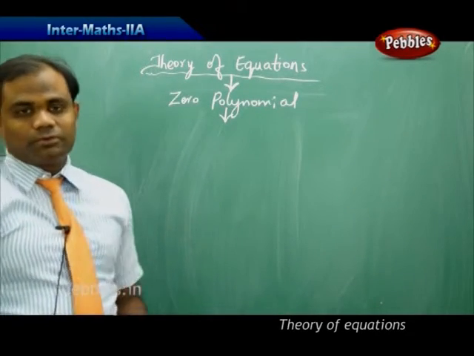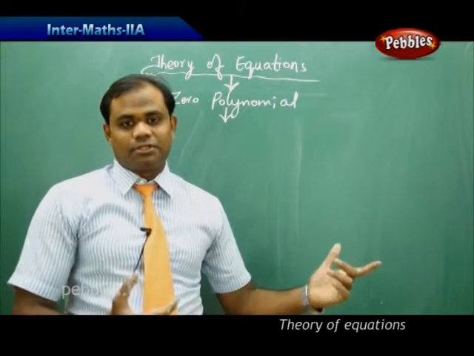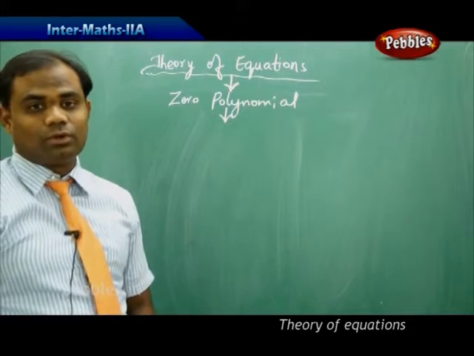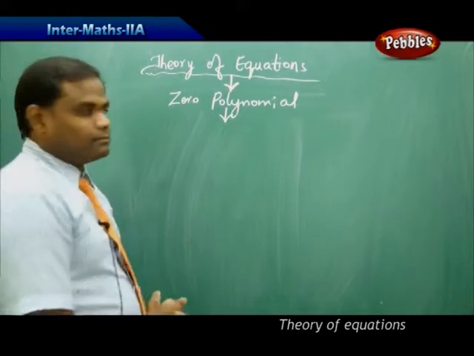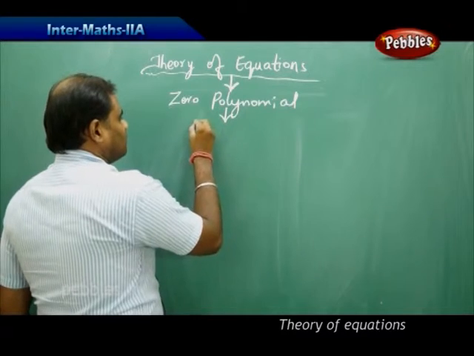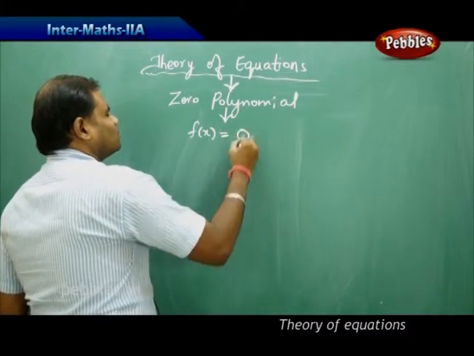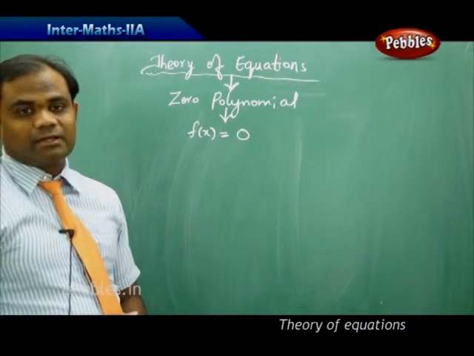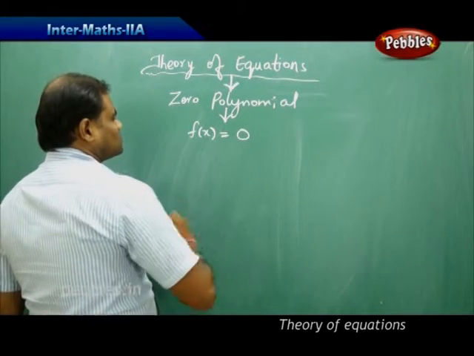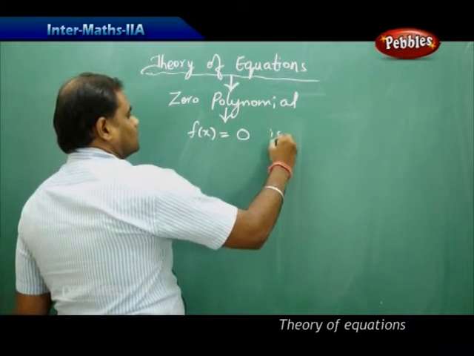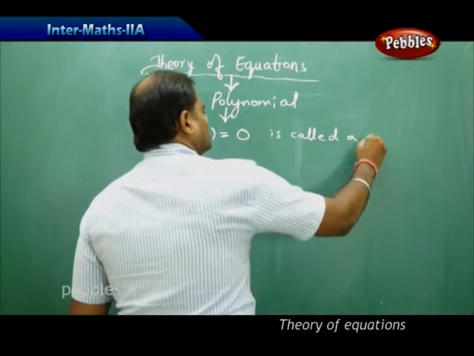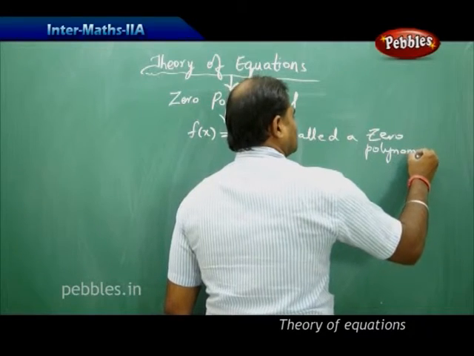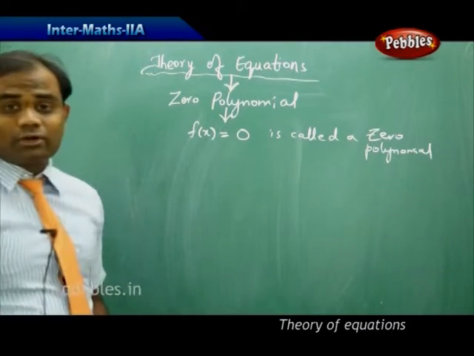So the question put forth in the previous session is to challenge us to understand the difference between a constant polynomial and a 0 polynomial. So let's come back to the question, which is, is f of x equal to 0 a constant polynomial? Because 0 is a constant. So let's come back with the answer. F of x equal to 0 is called a 0 polynomial, but it is not called a constant polynomial.